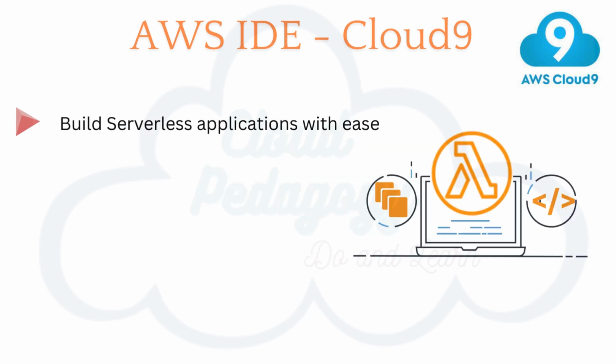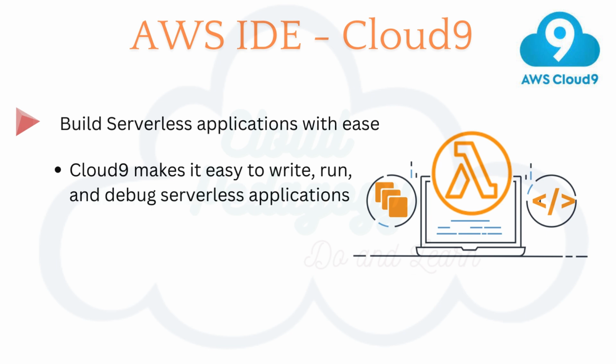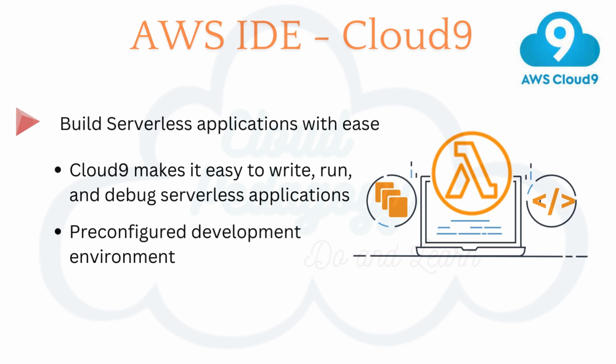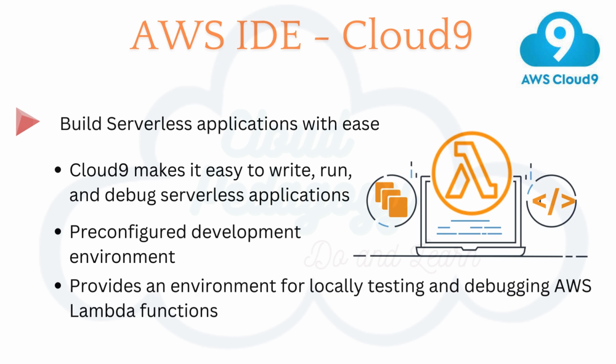Next, build serverless applications with ease. AWS Cloud9 makes it easy to write, run, and debug serverless applications. It pre-configures the development environment with all the SDKs, libraries, and plugins needed for serverless development. Cloud9 also provides an environment for locally testing and debugging AWS Lambda functions. This allows you to iterate on your code directly, saving you time and improving the quality of your code.